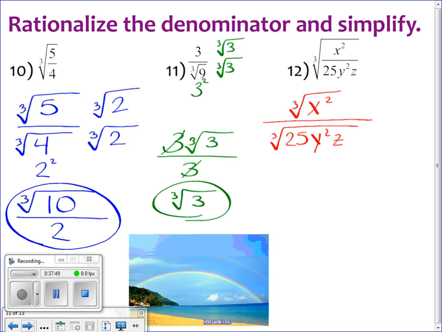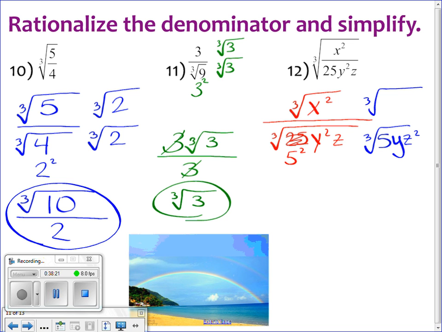Can I write 25 as something smaller? 5 squared. Right, that's actually 5 squared. All right, so I need 3 of everything, right, to get that to cancel and go away. So I'm going to have to multiply top and bottom by the cubed root of, how many 5's do I need? How many y's do I need? I already have y squared. I'm going to need one more y. And how many z's? That I need 2 of.